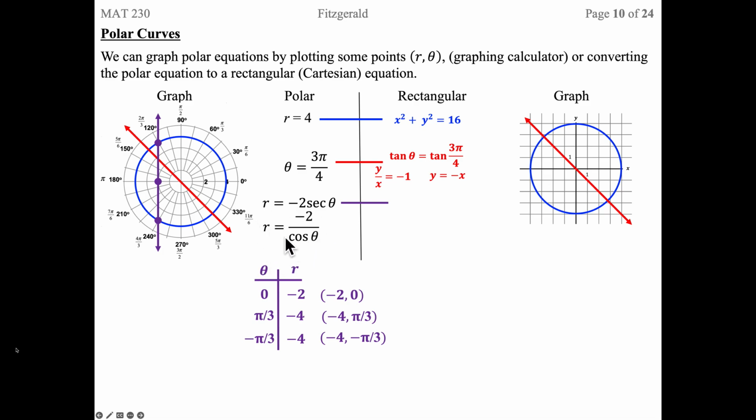Now how do I convert this equation? Multiply cosine theta over to the r to get r cosine theta, which earlier we saw r cosine theta is the same as x equals negative 2. And there's my vertical line.